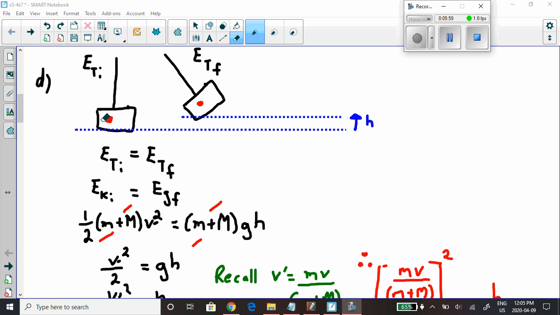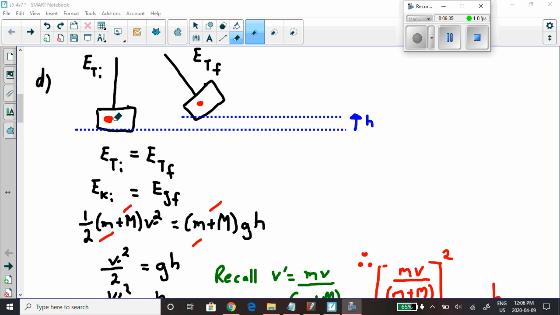The bullet hits the block of wood, and the block of wood swings up so that it gains a height h. That's what I've drawn here. We're going to use the law of conservation of energy to solve this. So total energy initial is equal to total energy final. Well, the total energy just as the swing starts is the kinetic energy right here, just as the collision ends and the swing begins. It has no height here. It's all the starting motion caused by the bullet. So the total energy initial is kinetic energy initial.